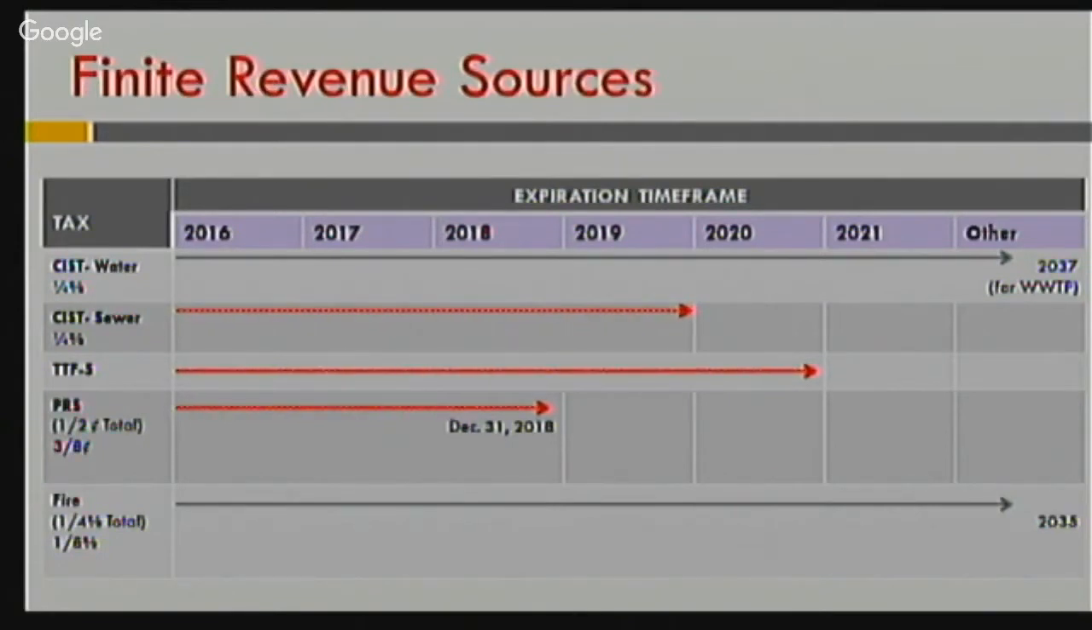But then the following year, we have our capital improvement sales tax for our sewer. And then the year after that, it'll be time to talk about TTF 6. So we're going to be very busy in the next several years. And it's going to be very important to have these conversations with the community. That way they're aware of what these tax initiatives represent and what they support within the community.